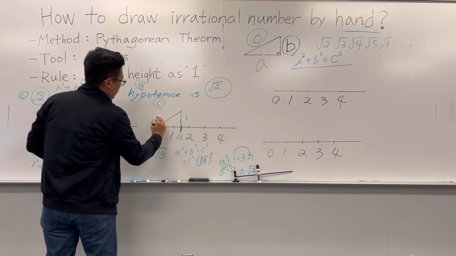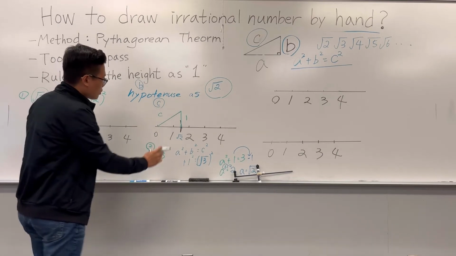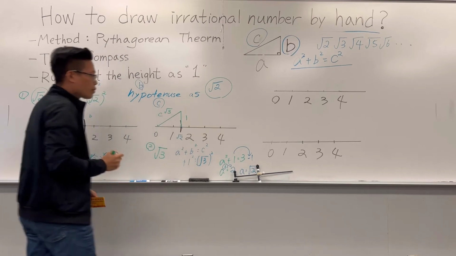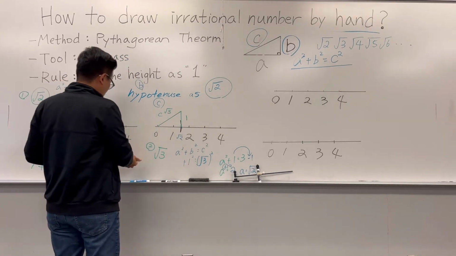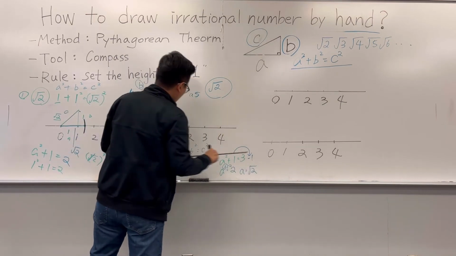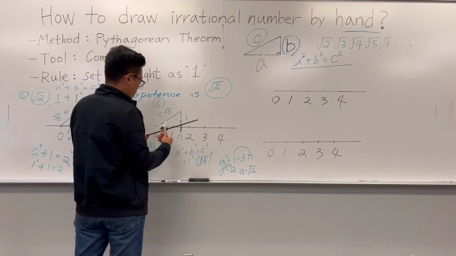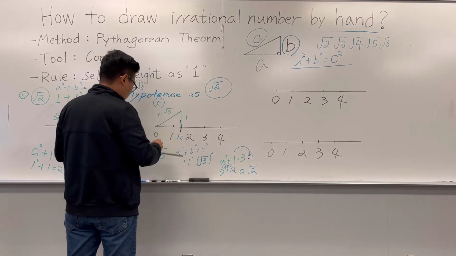So this line is C. That is the number we are going to draw, the square root of 3. Now we've got to get the square root of 3 with the compass again, so I have to make a little adjustment here.